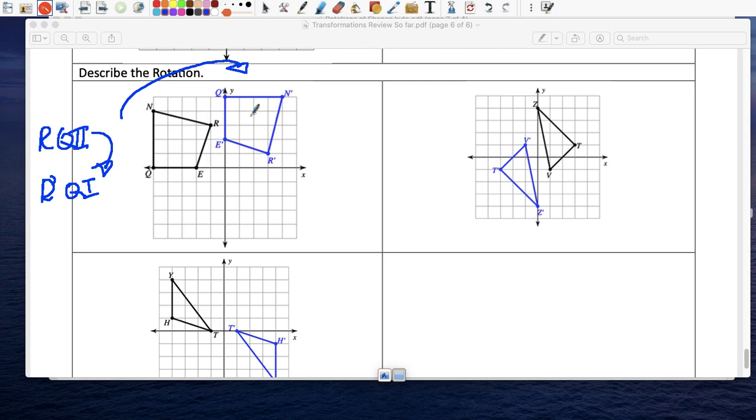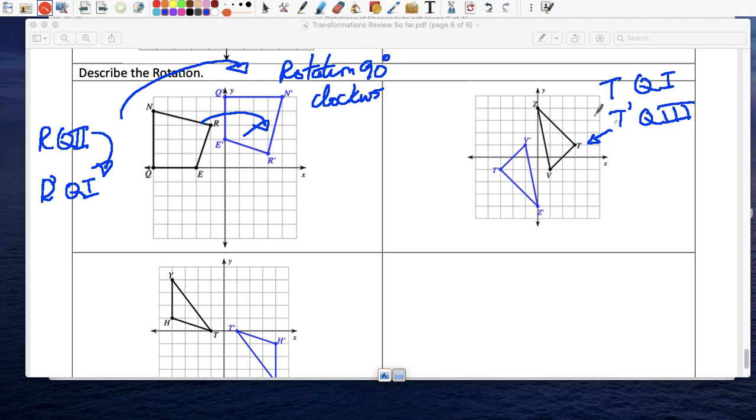When you travel 1 quadrant over, it's a rotation of 90 degrees. In which direction? In this case, clockwise, because it went from where R is to where R prime is. This one, again, pick 1 point. Let's focus on T here. T is in quadrant 1. T prime is in quadrant 3. That's 2 quadrants over. So it's a rotation of 180 degrees. That's how simple it is.